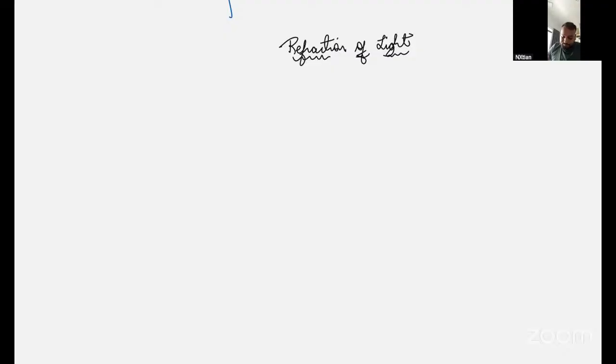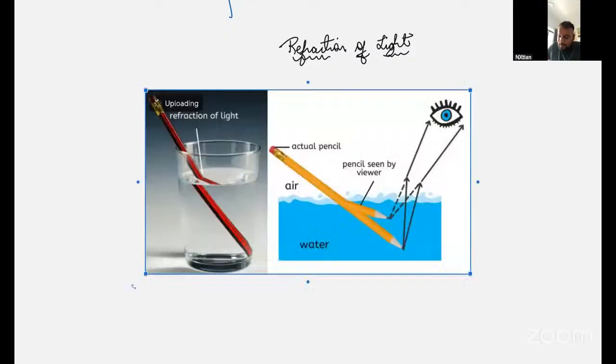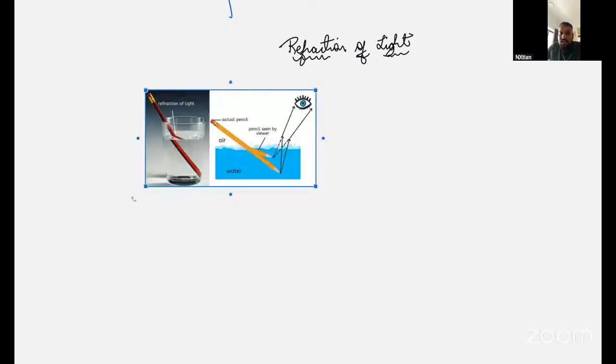Okay, guys, come back. We'll start the class. Today is refraction of light. Now, what is refraction of light? Refraction of light is when light travels from one medium to another medium, and because of the change in medium, there is refraction of light.